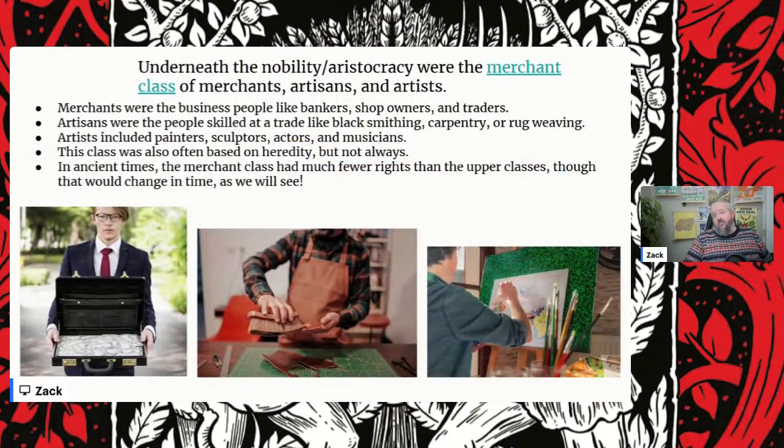Underneath the nobility or aristocracy was the merchant class of merchants, artisans, and artists. Merchants were just the business people, bankers, shop owners, traders, the people that financed expeditions, the people that owned the various shops in a given village or city. Artisans were the people who were skilled at a trade, like a blacksmith, a carpenter, a rug weaver. Artists would include, of course, things like painters, sculptors, actors, musicians. These were more or less self-employed. They may have a system of patronage, where wealthy people would pay to keep them employed, more or less, like a Michelangelo or any of the classic masters.